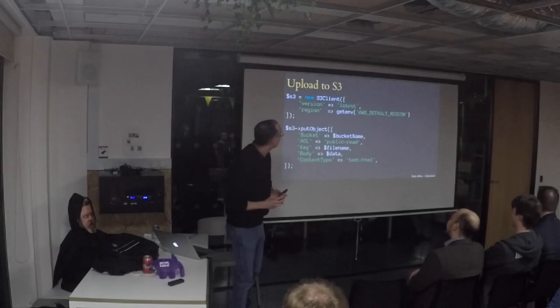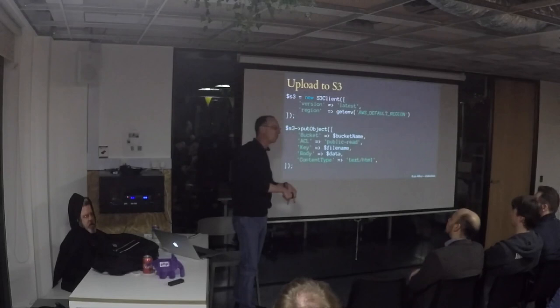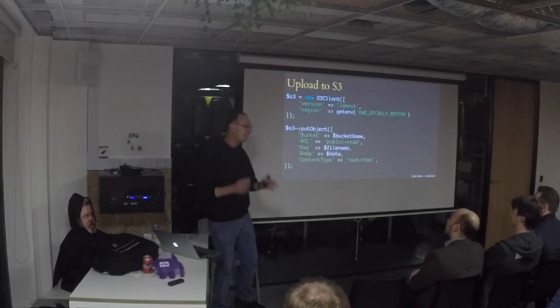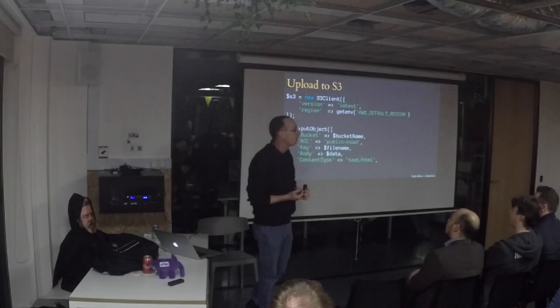Some magic environment variables have turned up in my Lambda. AWS default region is the region I deployed my Lambda to. So I can talk to the same region without having to remember where I've deployed it, which is really handy because now I can deploy my Lambda to multiple different regions and it will use the different buckets so I can spread out appropriately in terms of resilience if I need to do it that way.